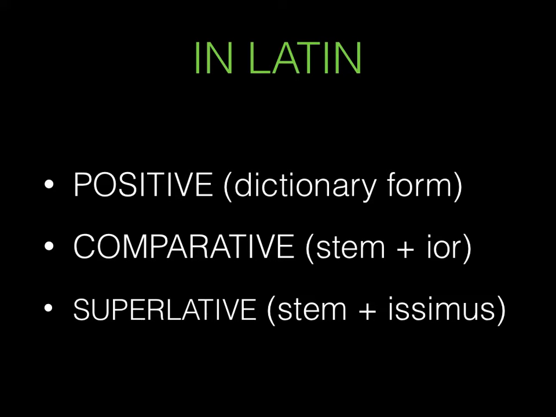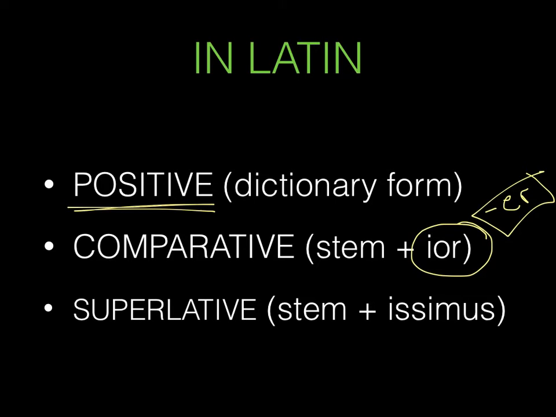In Latin, the positive form will just be the dictionary form that I'll give you, and obviously it changes ending because adjectives have to decline according to the noun they modify. The comparative degree is the stem plus IOR, so I always think it's kind of simple to remember IOR is similar to the ER of the English comparative.